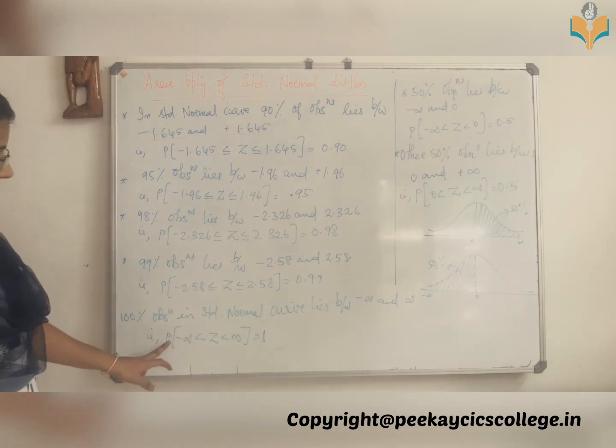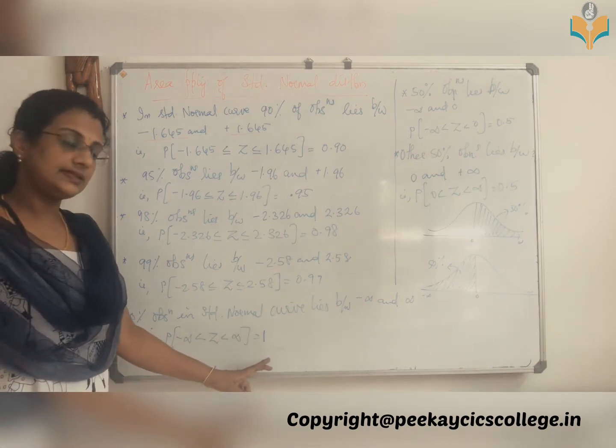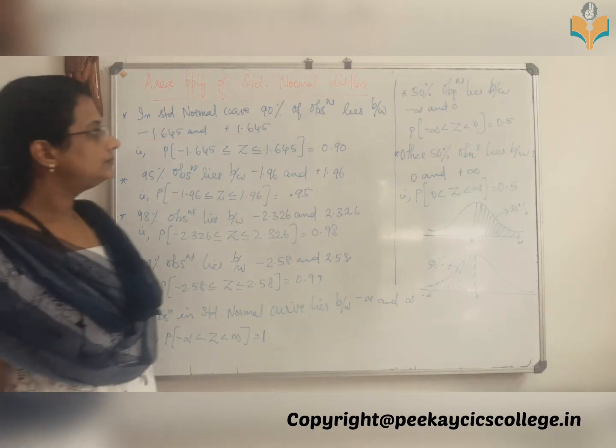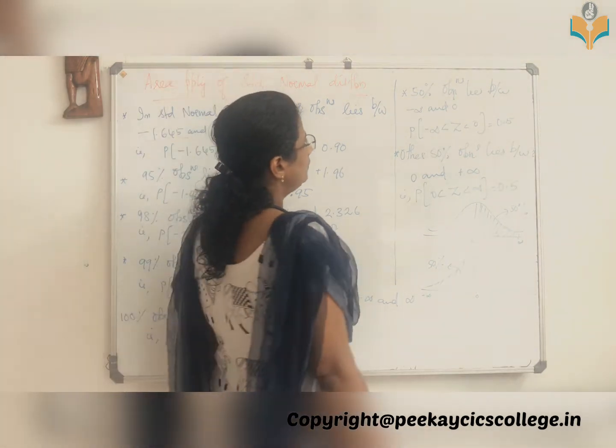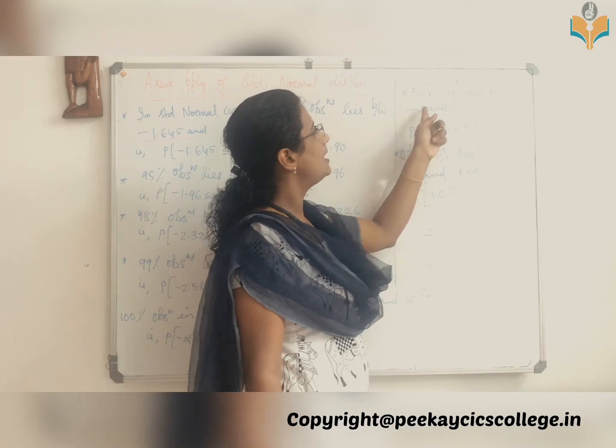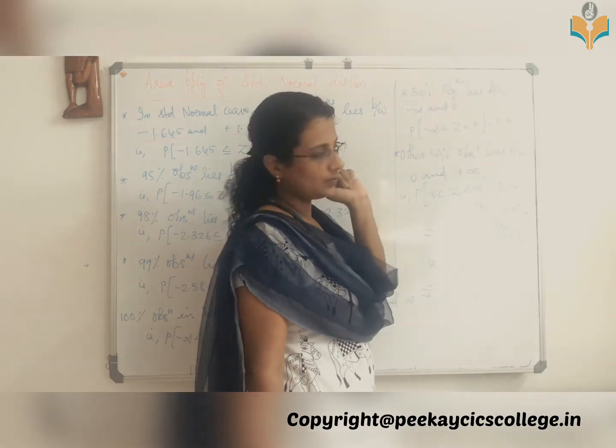That is, the probability between minus infinity and plus infinity will be equal to what? That is the total probability. Now, look at the picture. 50% of observations lie between minus infinity and 0.